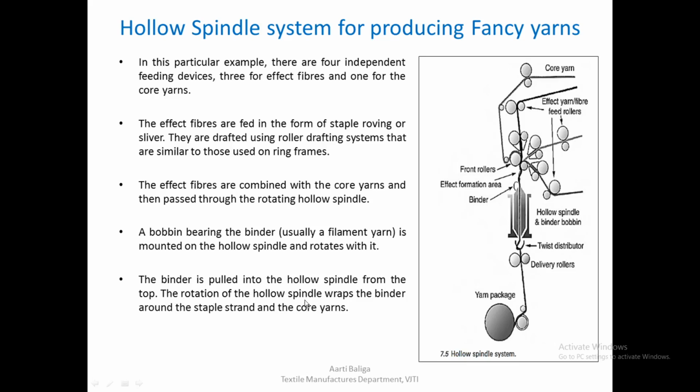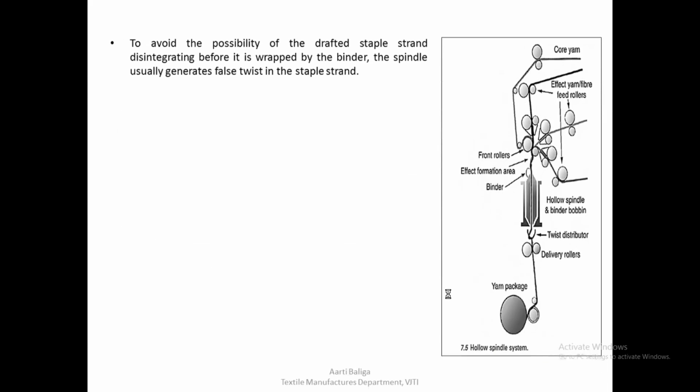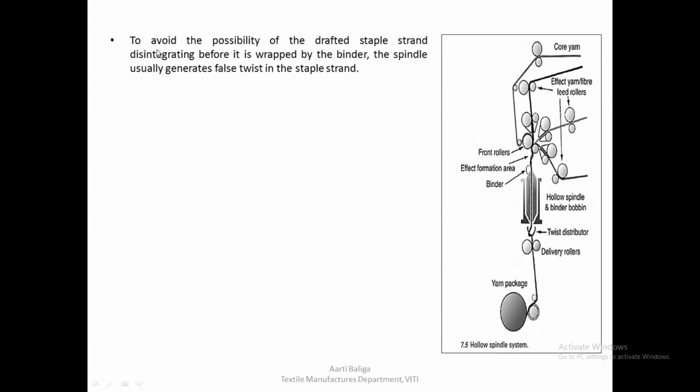The rotation of the hollow spindle wraps the binder around the staple strand and the core yarns. So whatever effect has been produced, they are bound by this particular binder. The binder then holds the effect and the core yarns in place. So as we have seen, it happens in one single step.